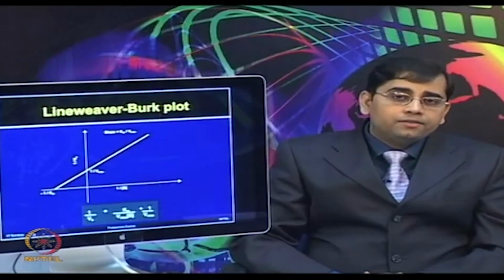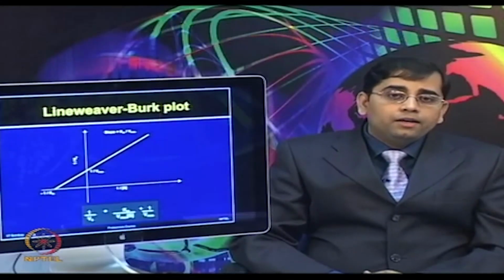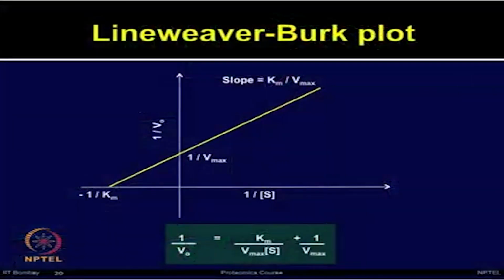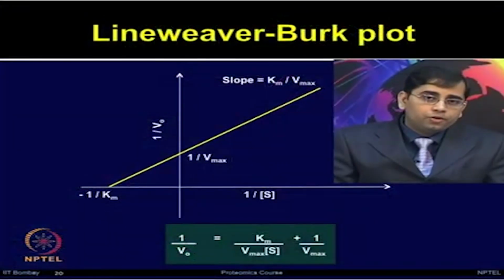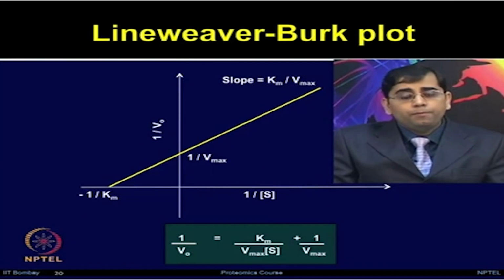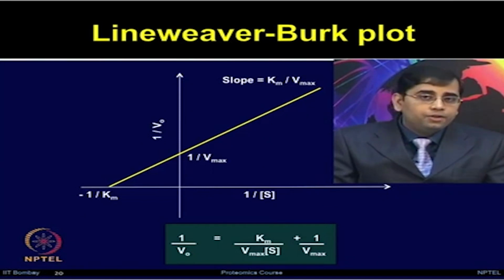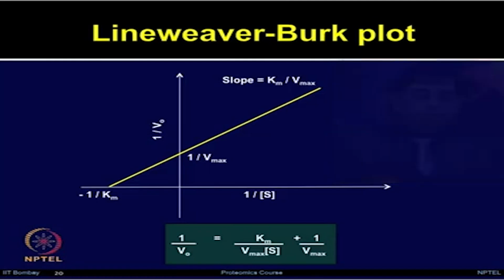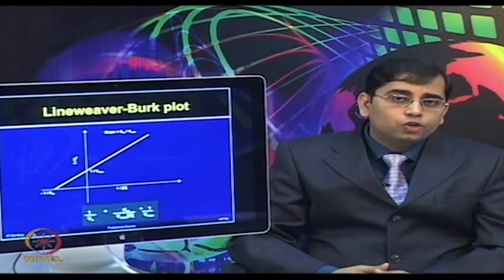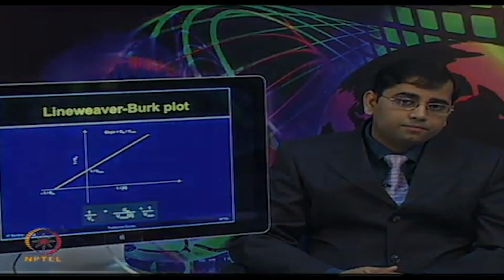So, another scientist gave the Lineweaver-Burk plot or double reciprocal plot, which is a plot of 1 by V0 versus 1 by S. It is the reverse of the V0 versus S which was taken in the case of the Michaelis-Menten reaction.